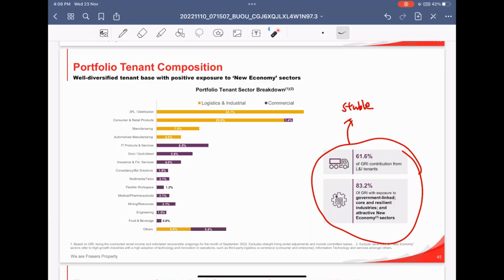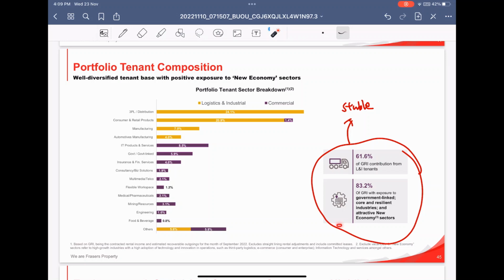So the management actually also shows the different portfolio of tenants sector breakdown between L&I and commercial, where they actually mentioned that 61.6% is coming from L&I tenants. And for me, L&I is always in demand and doing well. So because of this, tenants tend to be more stable and have a lower chance of delisting or breaking down, thus having the risk of losing income.